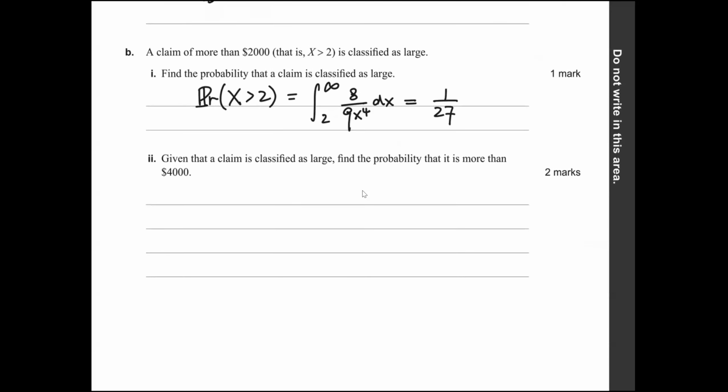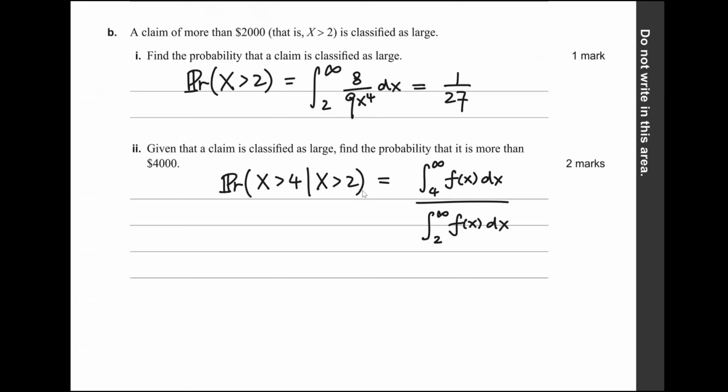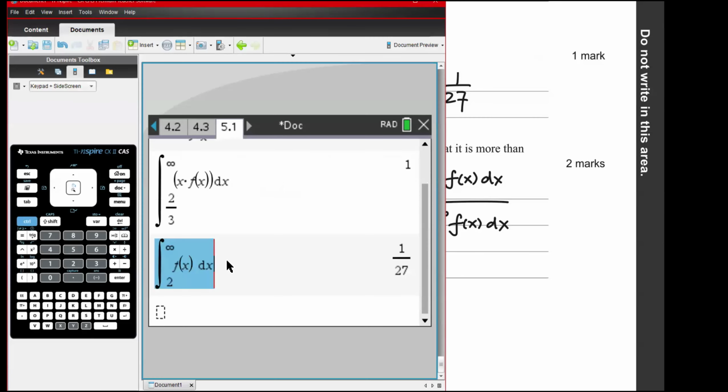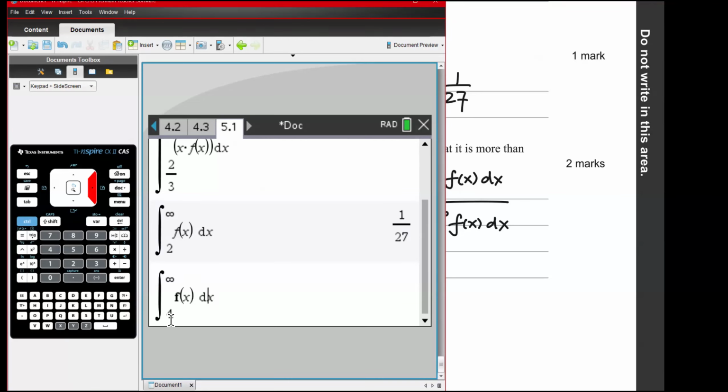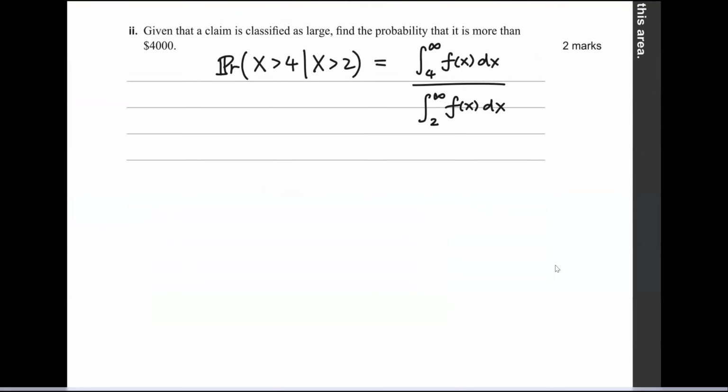And given that a claim is classified as large, find the probability that it is more than 4 thousand. So we should have the probability of X greater than 4 given X greater than 2. This is a conditional probability. You just go for the integral from 4 to infinity of f of x dx divided by the integral from 2 to infinity of f of x dx, or you can write 1 over 27 here. And the question didn't ask for any decimal values, so you go for that divided by that. So it's 1/8. You could also say 0.125, etc. But I just get the answer.